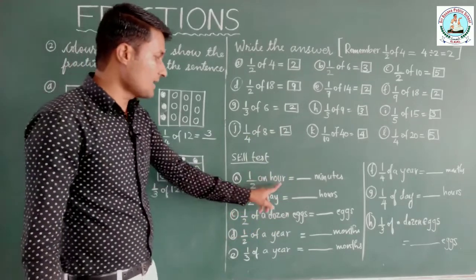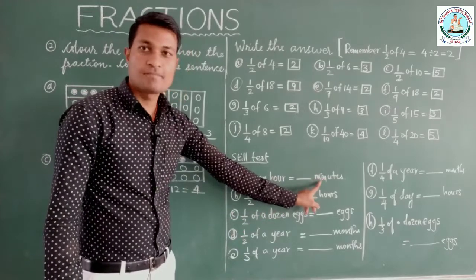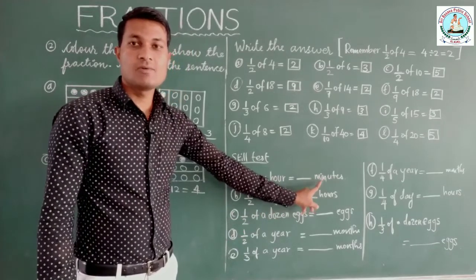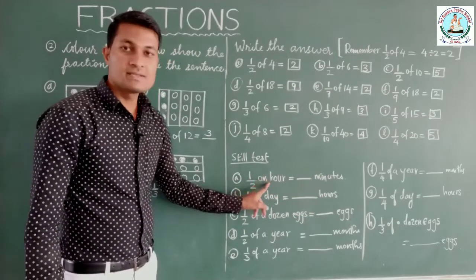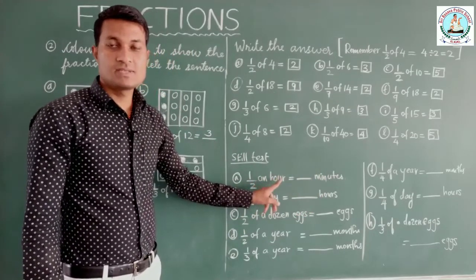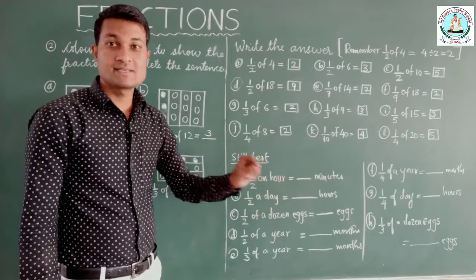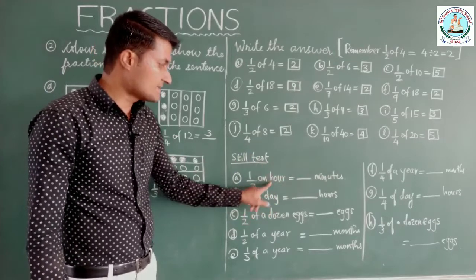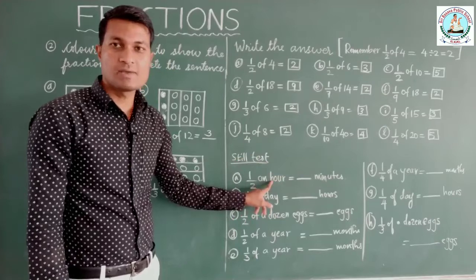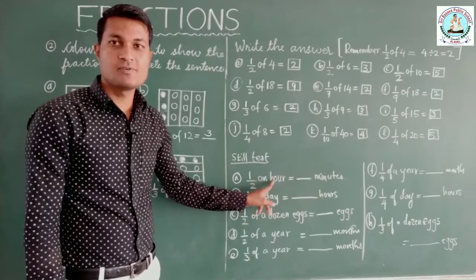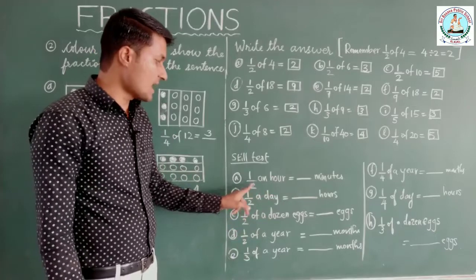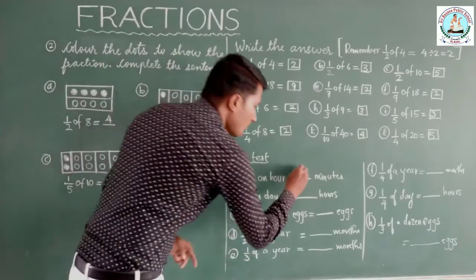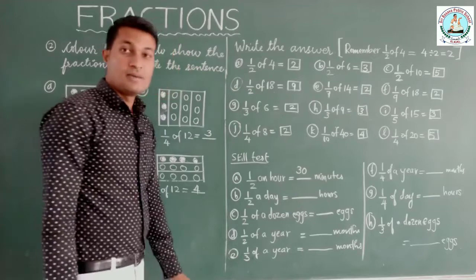So half an hour. Just look at the answer here. They are asking your answer in minutes. So instead of thinking of an hour, you must think that 1 hour means 60 minutes. So what is the half of 60 minutes? Because 1 hour equals 60 minutes, in place of an hour, you must take 60 minutes. So what is the half of 60 minutes? It is obviously 30 minutes.